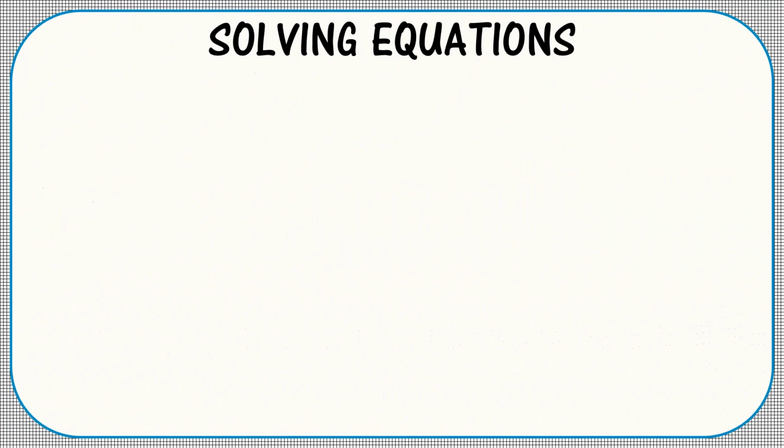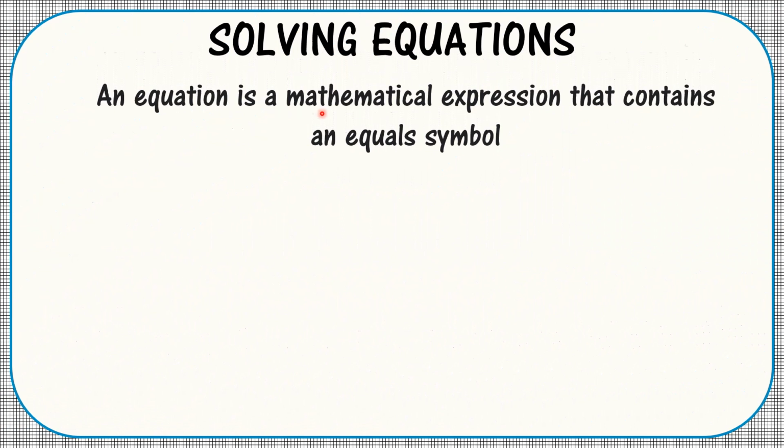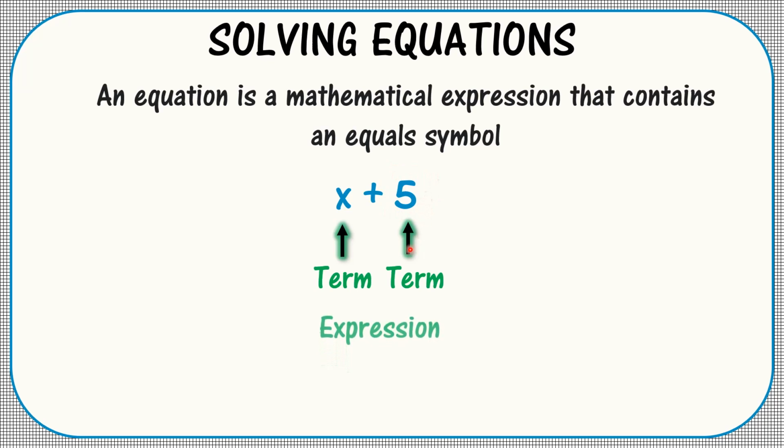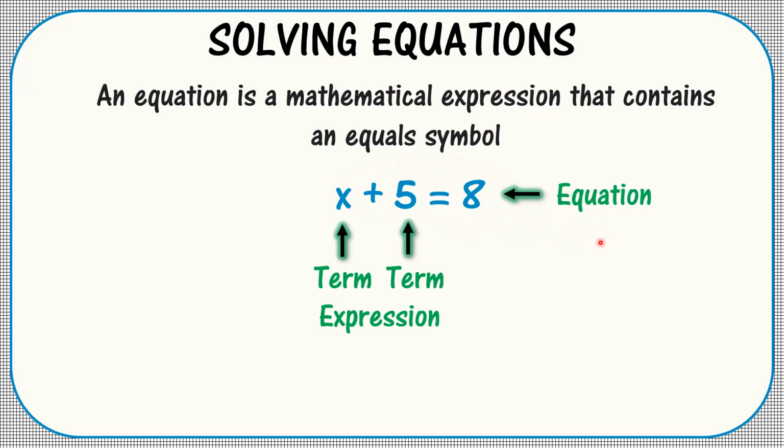So before we can start solving equations, we need to understand what an equation is. An equation is a mathematical expression that contains an equals symbol. So for example, we have x plus 5. Here we'll refer to x as a term, we'll refer to 5 as a term. Both of these terms combined make an expression. So an expression does not have an equal sign. As soon as you add the equal sign, this expression becomes an equation.